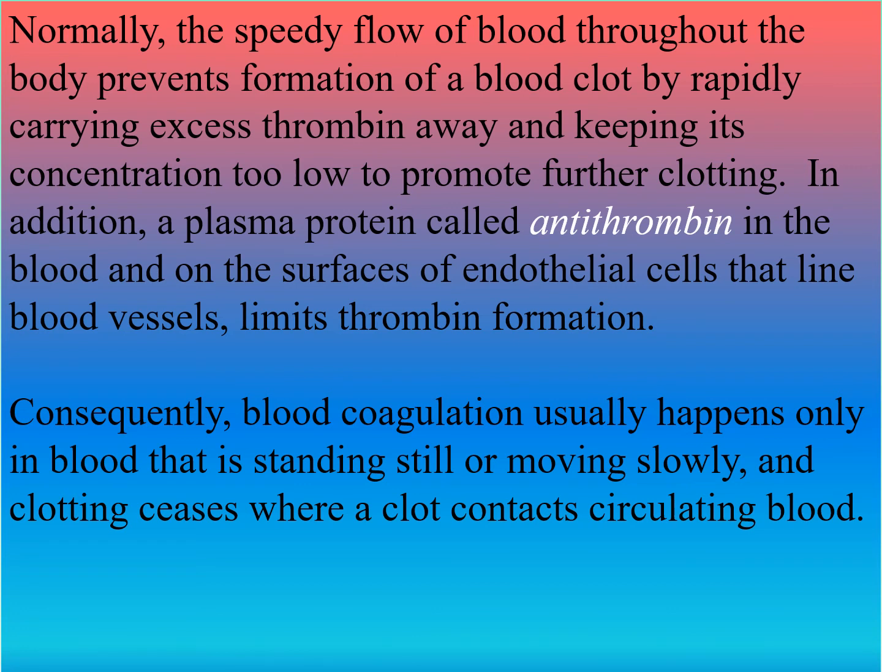Also, in our plasma, we have something called antithrombin. Now, you might remember thrombin was one of those clotting factors we talked about a few moments ago. It was what converted fibrinogen into fibrin, the fibrin being the landing net, mesh. So antithrombin, of course, as the name implies, kind of counters thrombin. So this is going to limit thrombin formation ordinarily in healthy individuals.